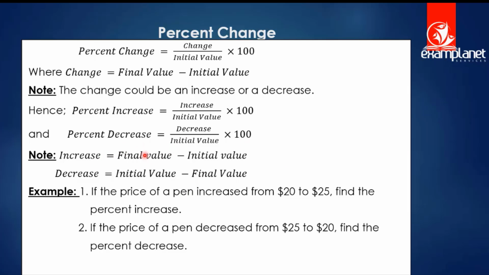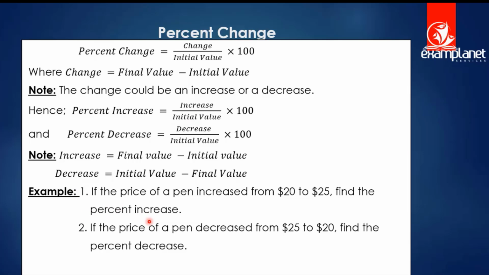All right, and if I'm doing an increase, that's from a lower to a higher. So the higher one will be the final and the lower will be the initial. So to get your increase, final value minus initial value, and to get the decrease, initial minus final value. All right, then to get the percent change, you divide by the initial times 100.